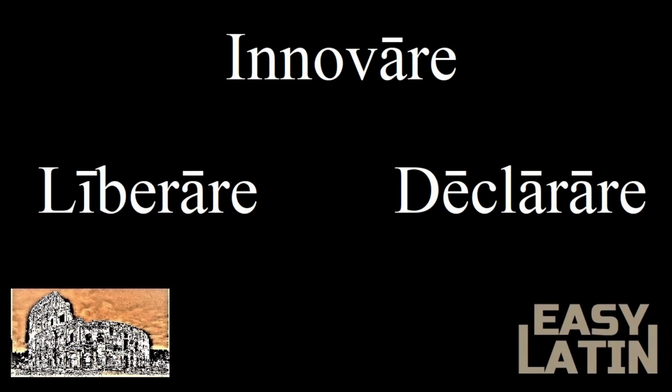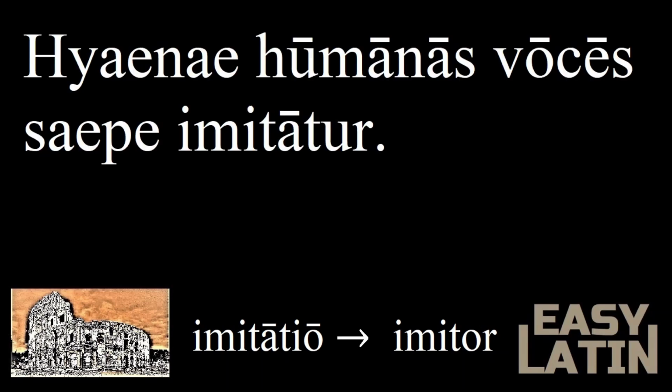But of course, a couple of verbs become deponent verbs, meaning they set aside their active conjugation and use a passive conjugation. For example, imitatio becomes imitor, and we have hyaenae humanas voces saepe imitatur. Hyenas often imitate human voices.